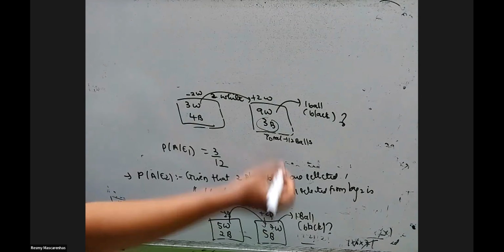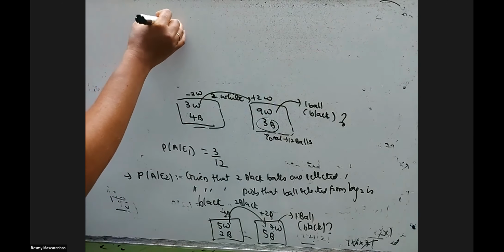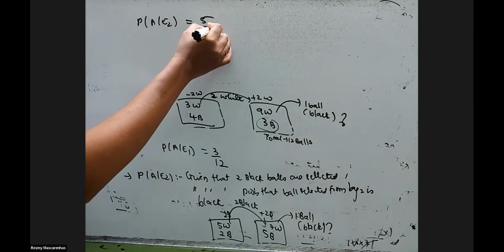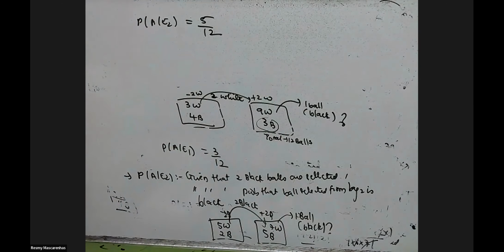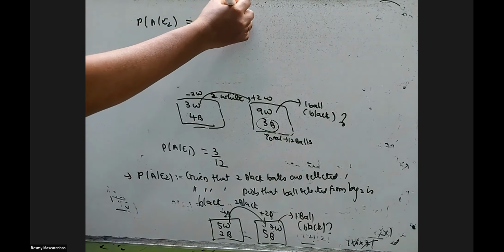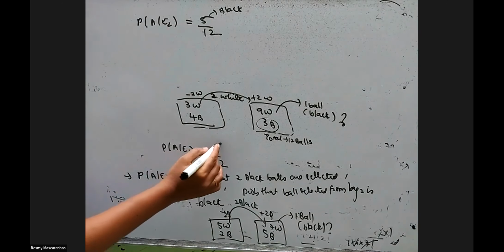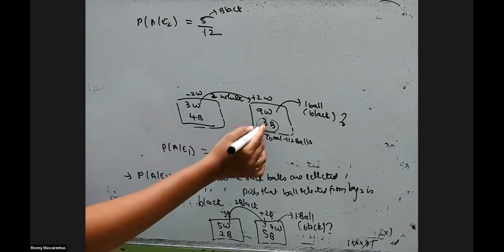How many options you have for it to be black? 5 out of 12. 5 black out of 12 balls. This is also for black one. Yeah, it was 3 black out of 12.